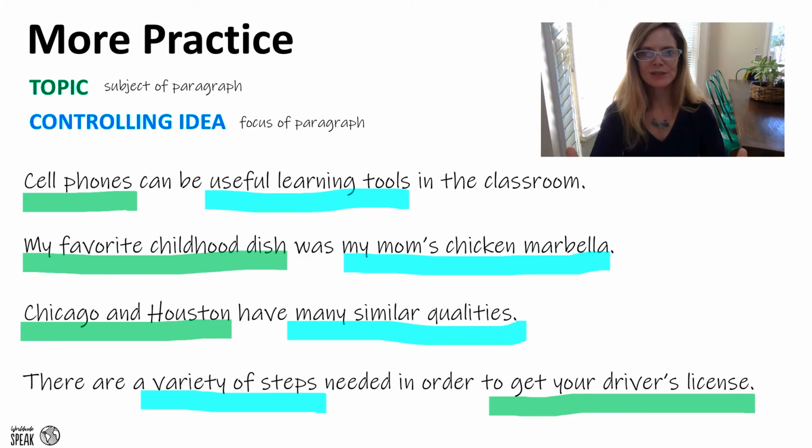But in the last example, the controlling idea comes before the topic. It doesn't matter what order they come in. You just need those two pieces. It can be topic, controlling idea, or it can be controlling idea, topic. Remember, the order doesn't matter. It's just that the topic sentence needs both pieces to be clear and effective.